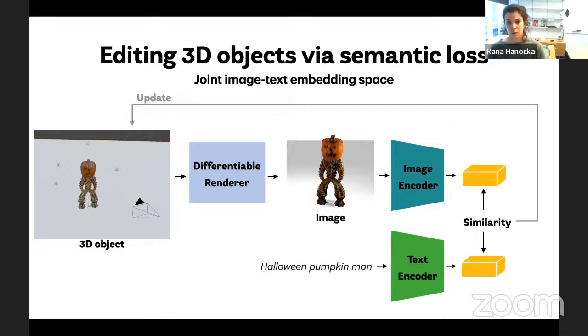And so we use these, like I mentioned, joint image and text embeddings. Specifically, we use something called Clip. If you don't know about it, I definitely recommend reading it. I'm happy to explain it after. But basically, it's been trained on millions and millions of pairs of images and text, and encourages pairs that should be similar to be similar in this embedding space.